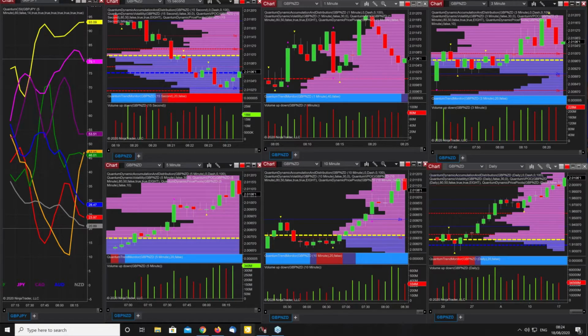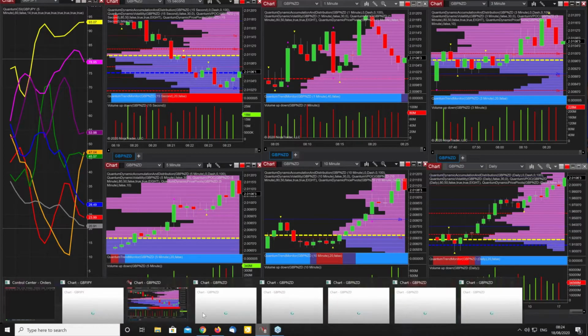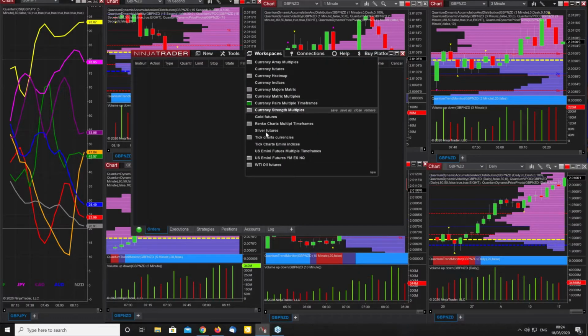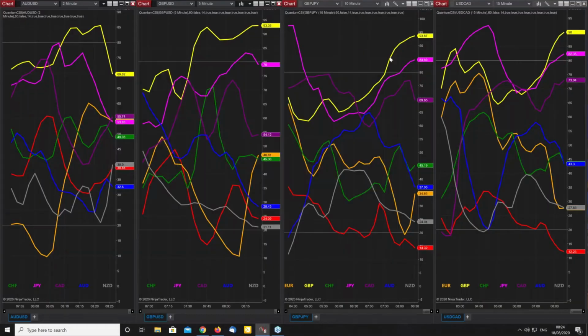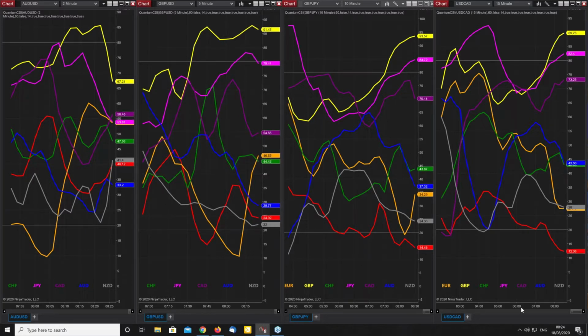I'm on the pound New Zealand, as Anna said, and I've got this running in multiple timeframes, and it's coming up to an interesting point. Let me just flick over to the currency strength multiples. As Anna said, this whole business is based on multiple timeframes, and the same applies to the indicators that you use. It's a question of support and resistance, candlesticks, candle patterns, VPA, everything, and putting it together with the indicators, but using this in multiple timeframes. That applies in the same way to the charts as it does to the indicators themselves.